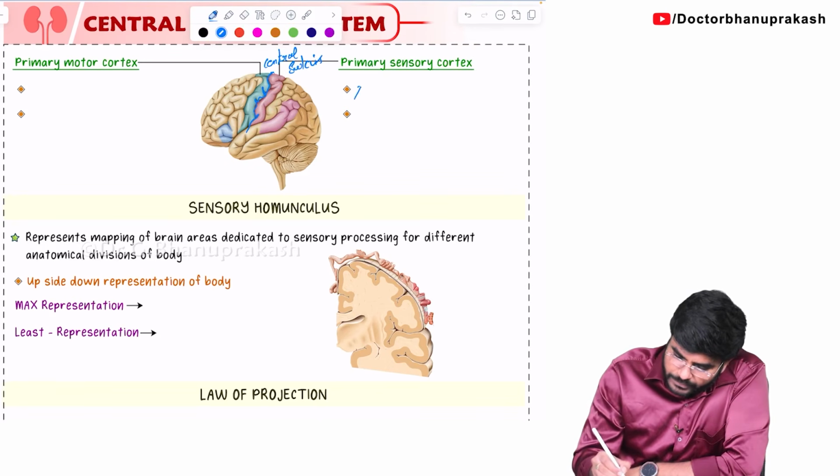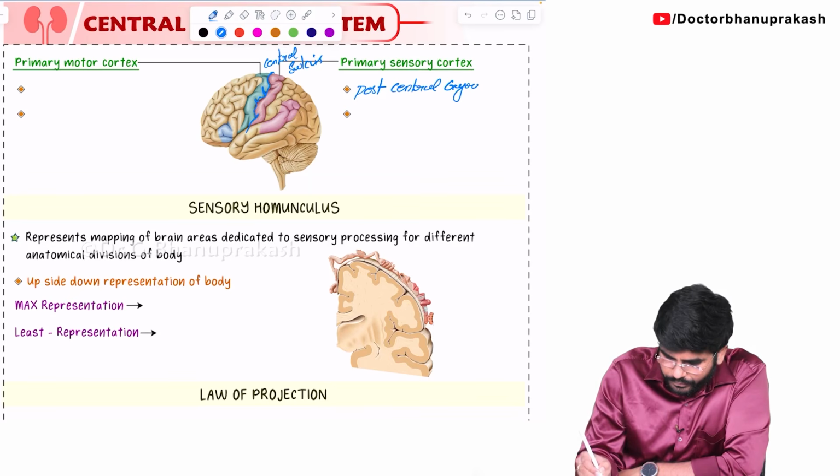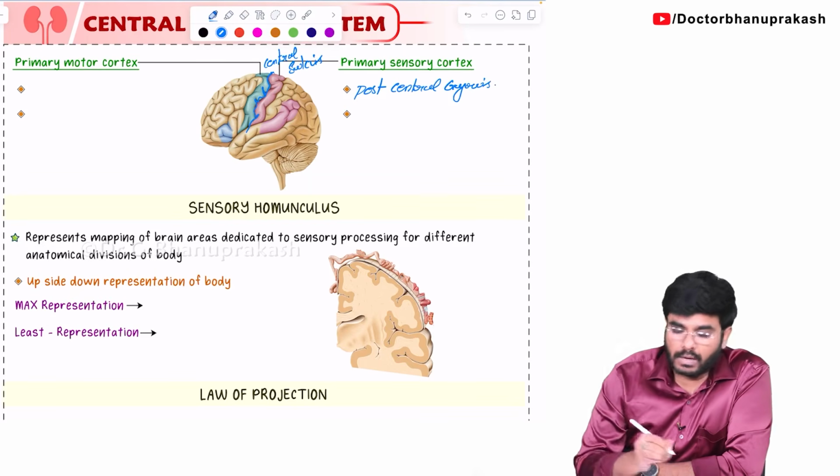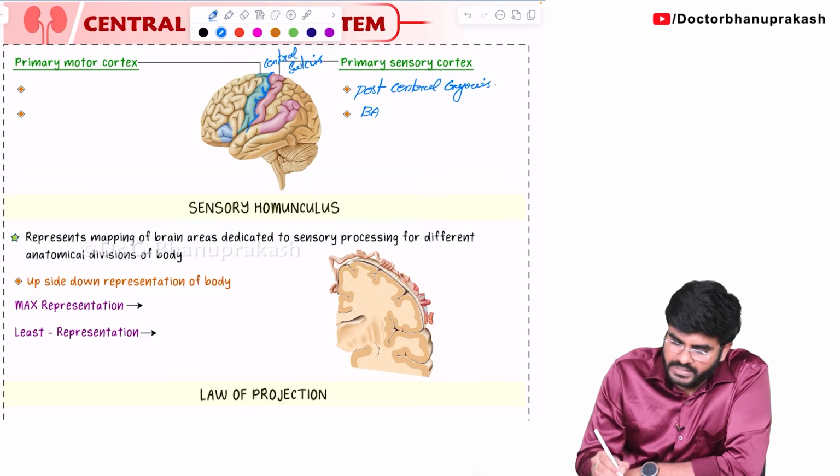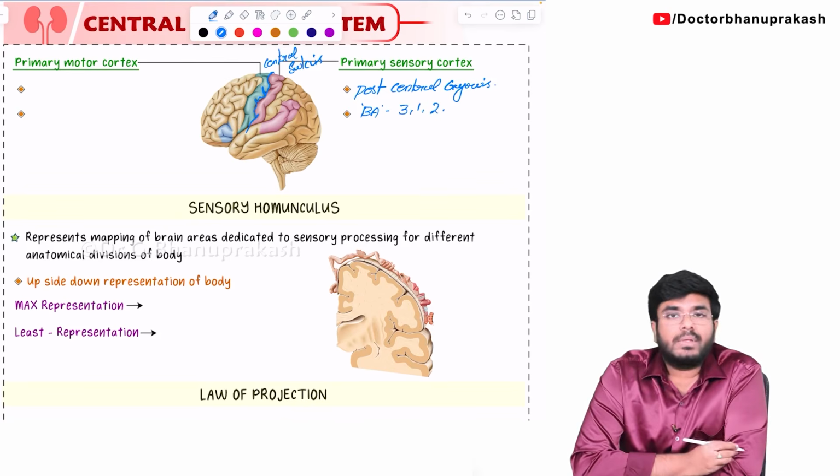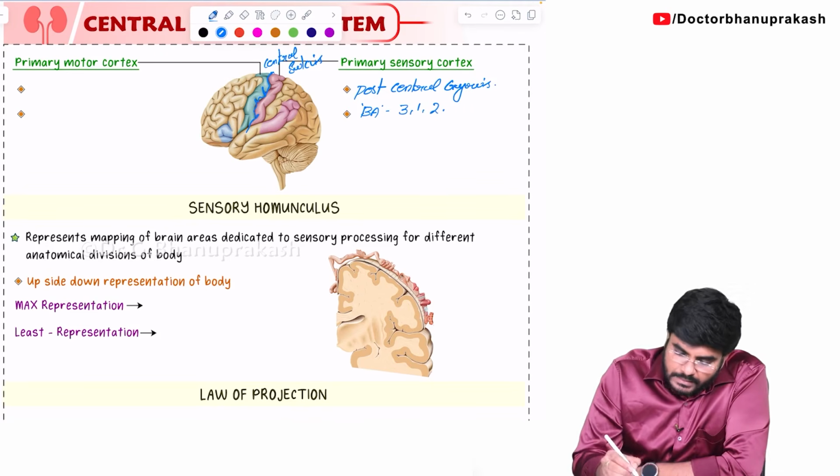It is located in the postcentral gyrus. And what is the Brodmann's area number? The Brodmann's area number of this somatosensory cortex is 3, 1, 2. Okay, now what exactly is this blue color area then?